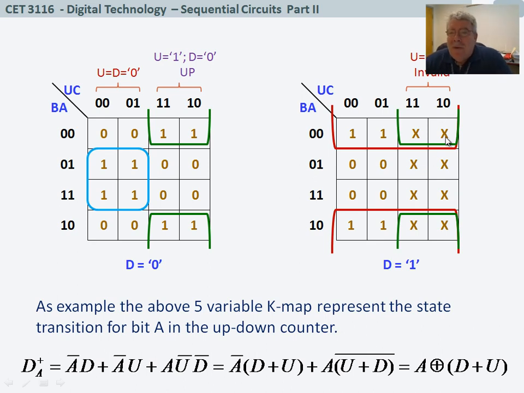So the one that is common is the one in green that doesn't depend on D, and that would be A not U. So this is U, and this is A not, for the four rings. And then A not D, in this case, is here. This is A not D, the red one. And finally, this one is A U not D not. Then we simply group the terms, and this is what we get. That's what is depicted in the book.